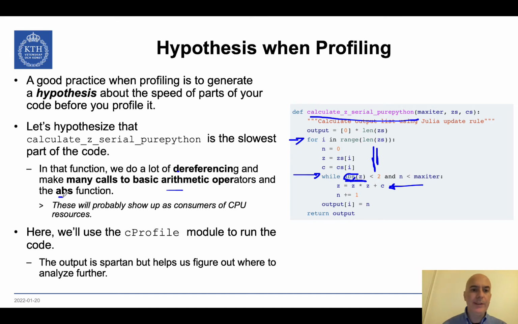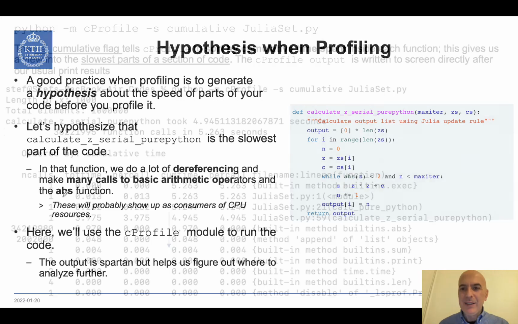Here we can use the cProfile module to run the code against it. The output of cProfile is kind of synthetic and Spartan, but it's going to help us figure out where we want to analyze further. And in the next lecture, we will go deeper and deeper on this.